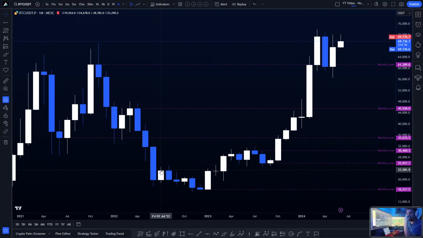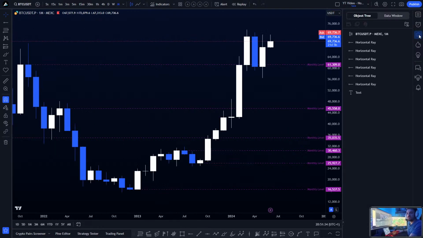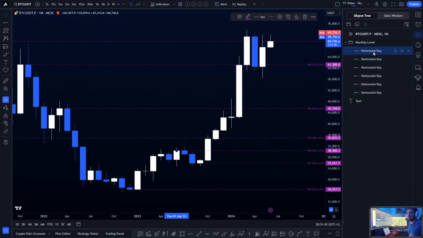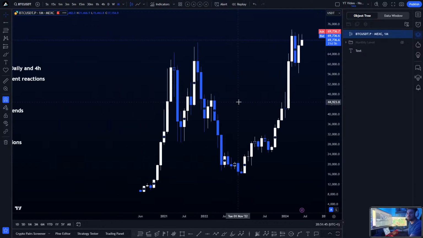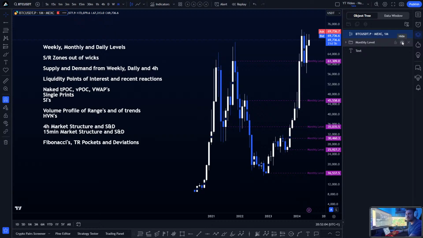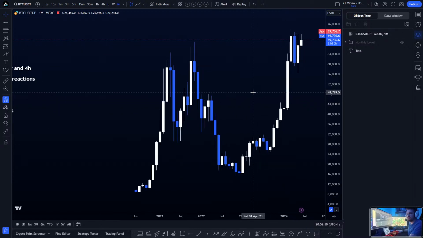So very important is, as you go through these, each one of them you put inside a folder, because when we go through the whole checklist, this is gonna be a lot of lines and a lot of boxes and a lot of everything. So if you have all on the chart, it's gonna be too messy, okay? So we want to be able to show and hide as we please, just to define a bias based on that, okay? So that's the monthly.